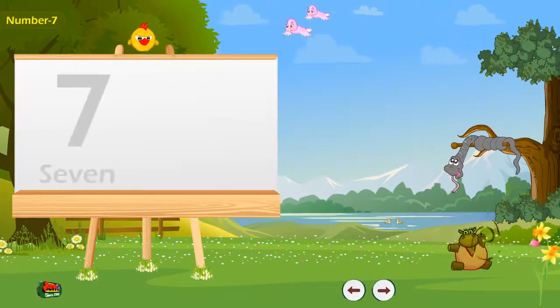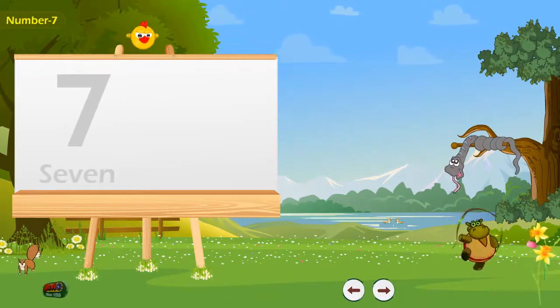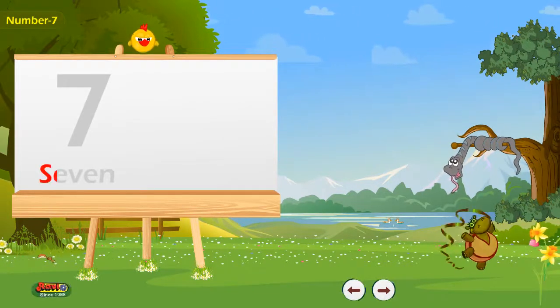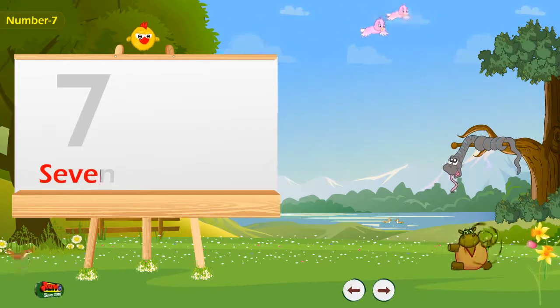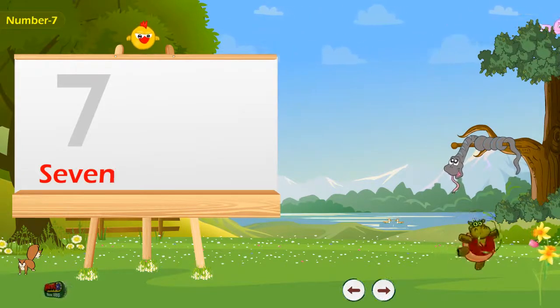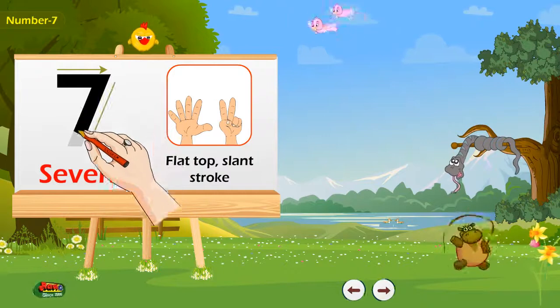Number 7. 7. S-E-V-E-N. 7. Flat top, slant stroke.